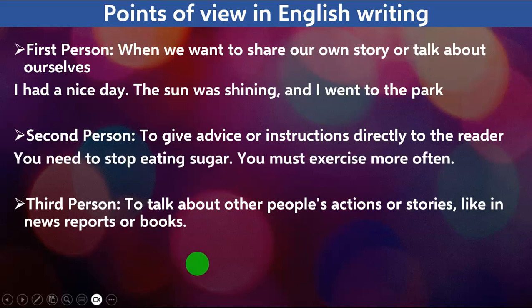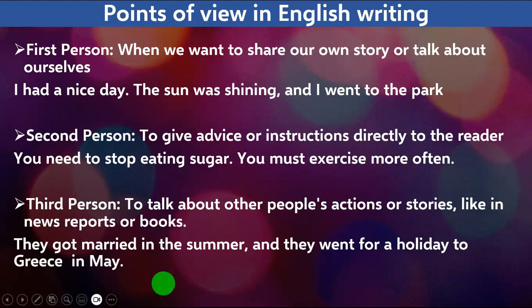Second person. You need to stop eating sugar. You must exercise more often. Now in this statement you see the person is addressing somebody else. He's not talking about himself. You need to stop eating sugar. He's talking to somebody else. You must exercise more often. So that is the example of the second person.